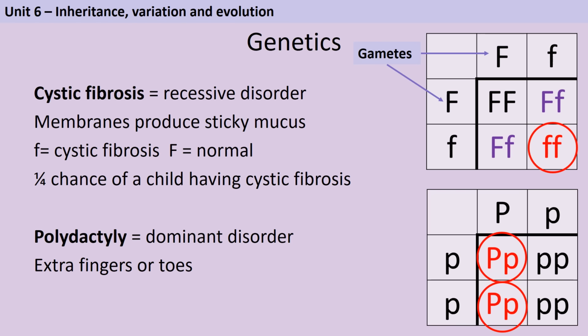For genetics, it's quite likely that you'll get a question which asks you to either draw from scratch or fill in a genetic diagram called a Punnett square. There are two genetic disorders that you need to know detail about, so we may as well use those as examples for how to fill in this diagram.